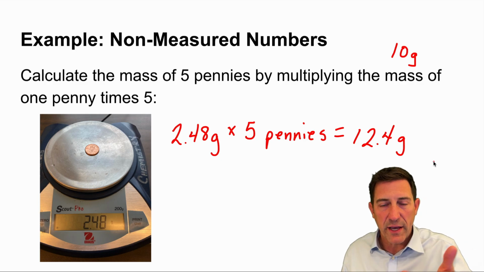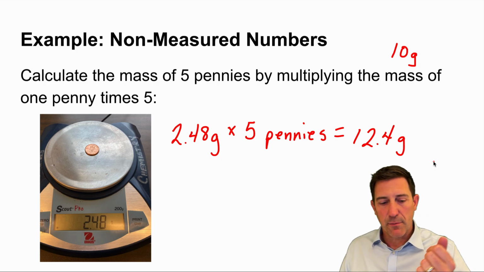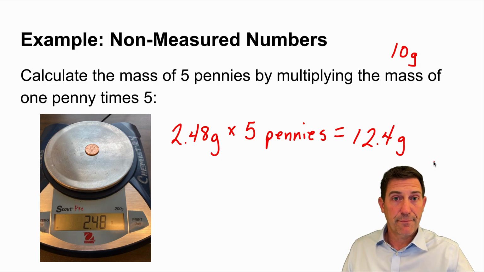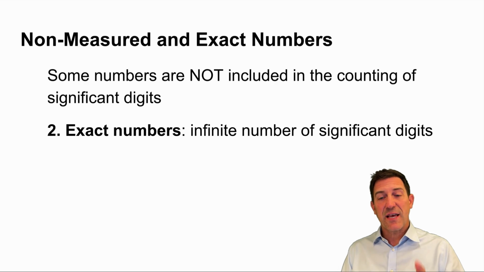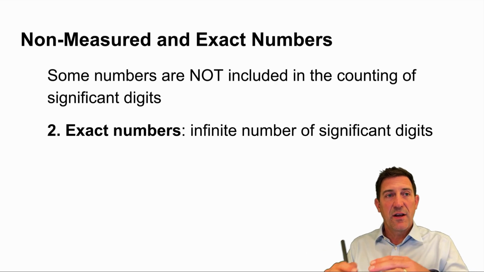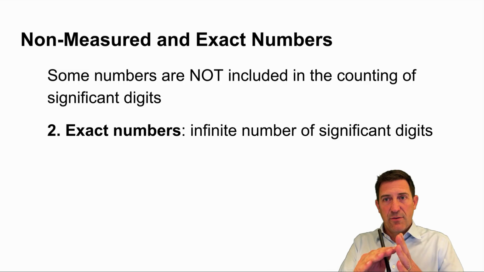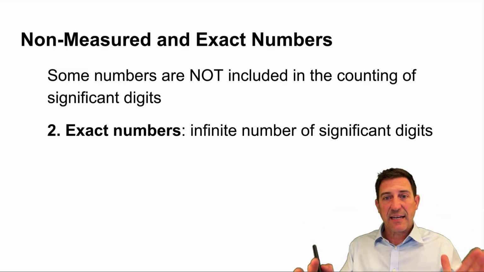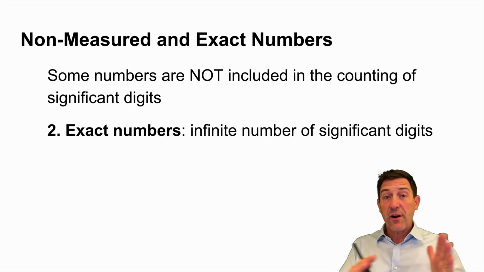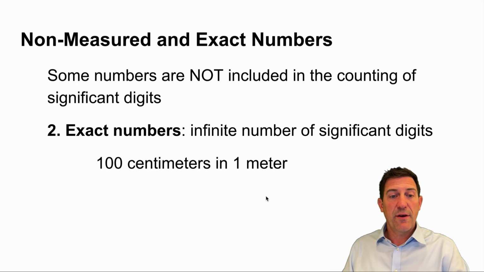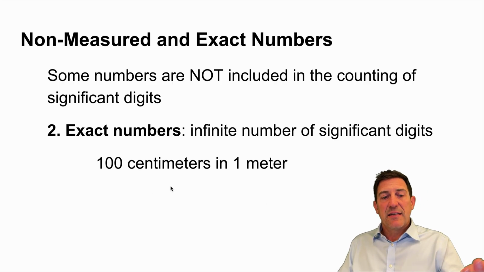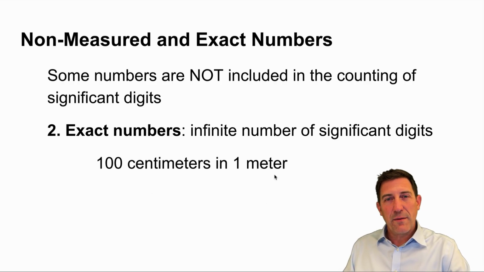So this is one of the ways you might encounter something with non-measured numbers and need to deal with them and make sure you're not counting them as significant digits. The second thing we need to understand are exact numbers. Exact numbers have an infinite number of significant digits. They're exact. We're trying to look at measured numbers that aren't exact, where they've been estimated based off of however they have been measured. So if we look at an example of that, something like 100 centimeters in 1 meter, that's an exact measurement. That's an exact conversion.